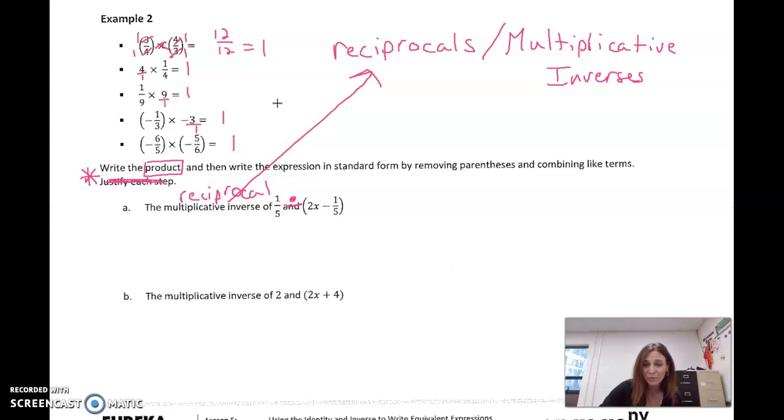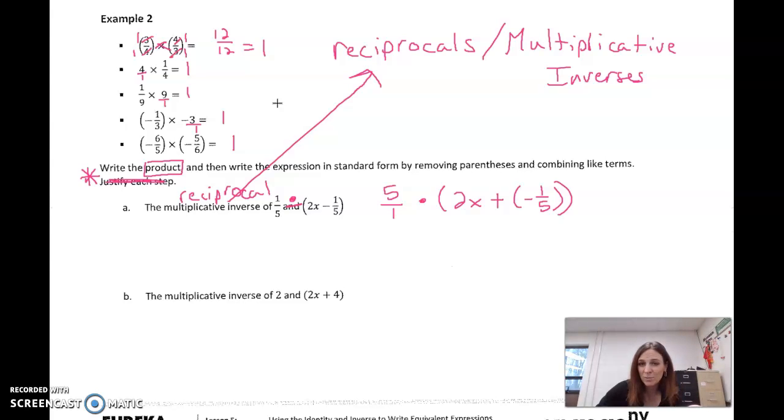So we're taking the reciprocal of 1/5. Okay, so that's 5 over 1. Flip it. That's all the reciprocal means. And so times, and I'm going to go 2x, instead of saying minus 1/5, I'm going to go plus a negative 1/5. Okay. All right. So we have to remove parentheses.